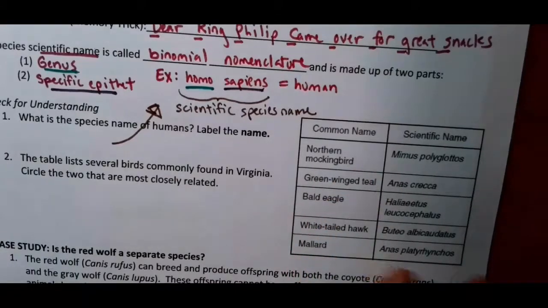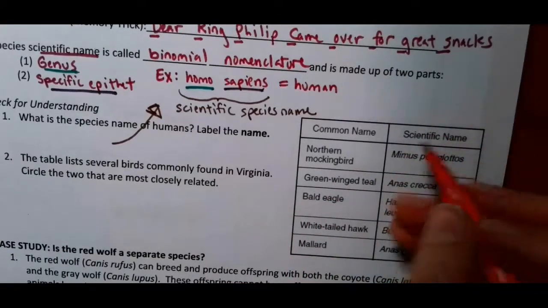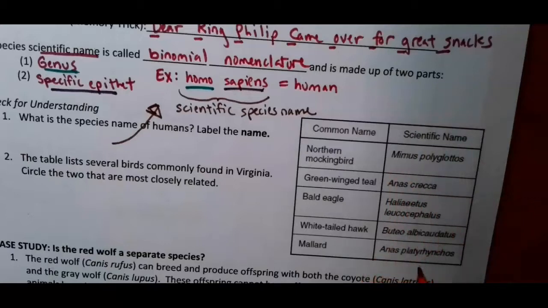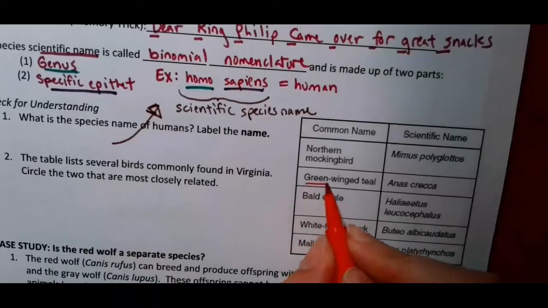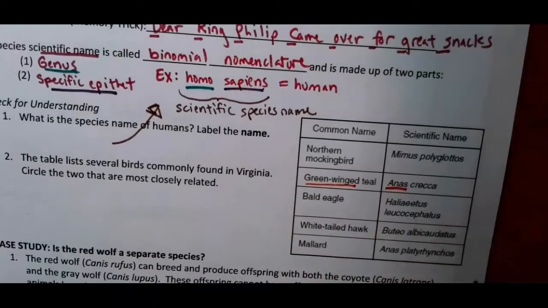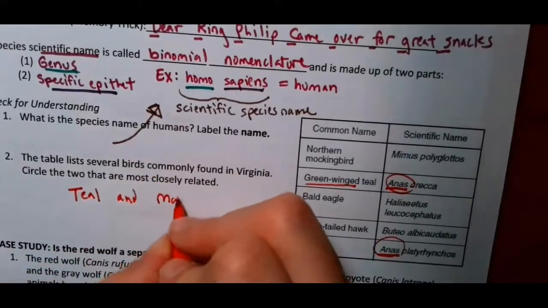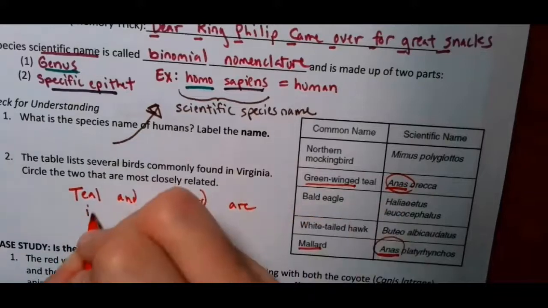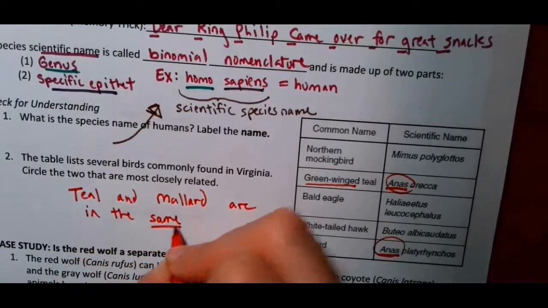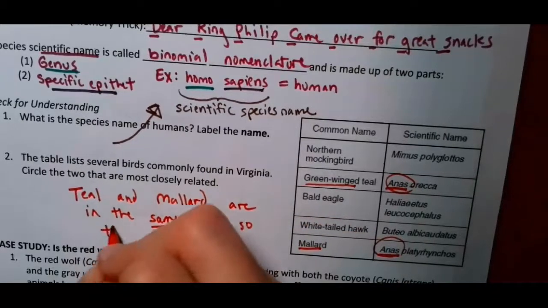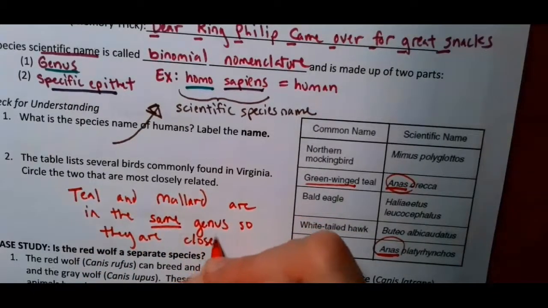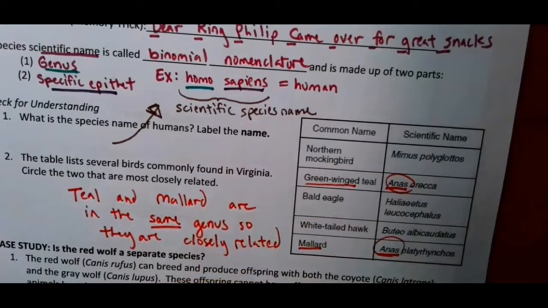And how can I tell how related they are? Well, let's look at the scientific names. All right, so I'm finding some similarities. It looks like the green-winged teal and the mallard have the same genus name. So they are very closely related at the genus. Okay, so they're most closely related to each other. So the teal and the mallard are in the same genus, so they are closely related.